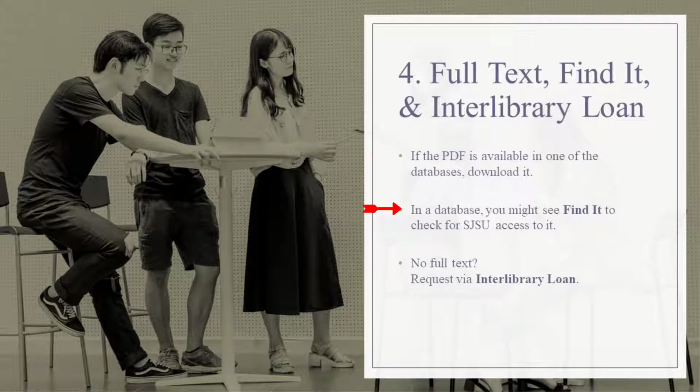In the database, you might see a Find It button if there isn't a PDF icon. What that will do will take you back to the library's catalog to see if that article is in one of our other databases. If it isn't available, there'll be a no full text message, and you can request it via interlibrary loan, ordering it for free.